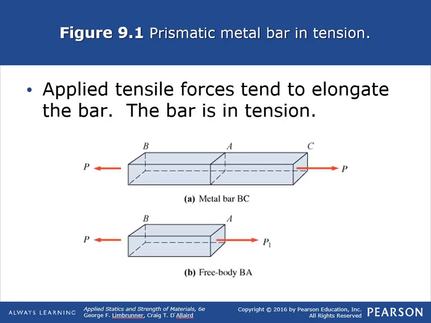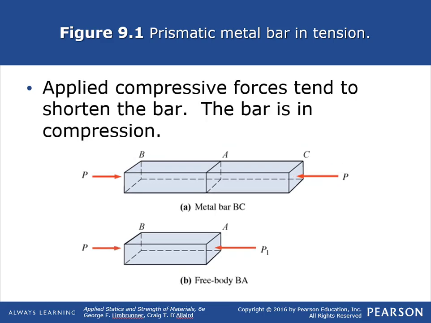Let's take, for example, a metal bar that's loaded with force P. If we take the free body diagram from segment B to A, we notice through the principle of transmissibility that we have P acting on the ends of that bar. Consequently, we can look at it the other way around, if the load was reversed and we're talking about a compressive force. Okay.